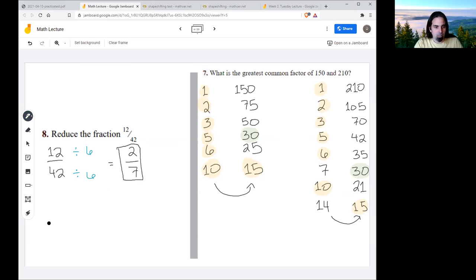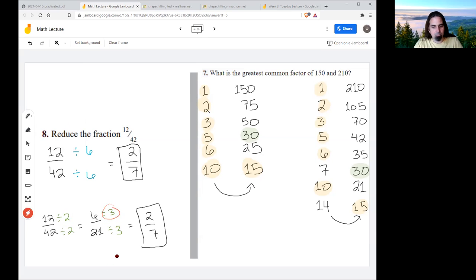Yay. Just to put it on the board, if you didn't divide by 6, maybe you are being slow and careful. You could say, well, they're both even. I'll divide by 2. And they're both multiples of 3. And I get the same answer. I've just broken apart my 6 into a 2 and a 3. So it works.